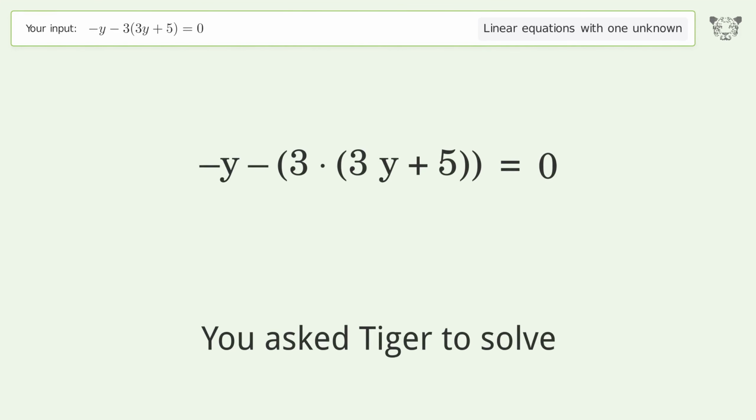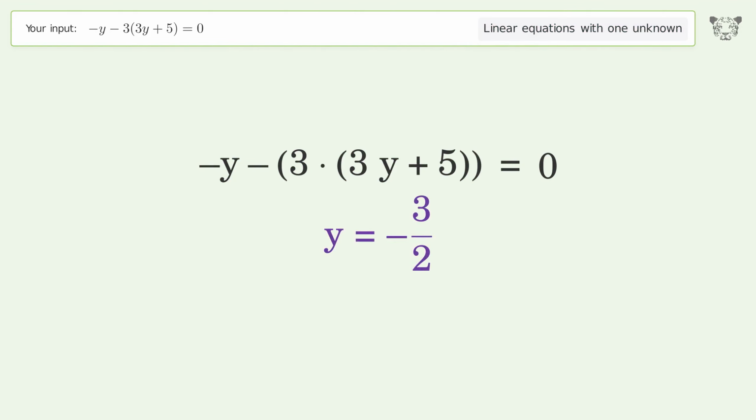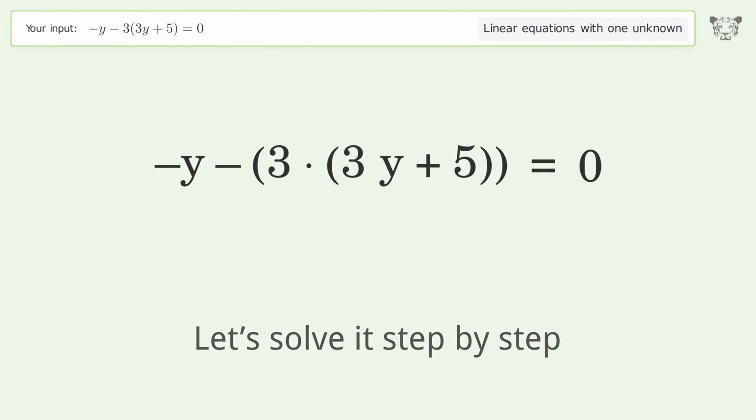You ask Tiger to solve this. This deals with linear equations with one unknown. The final result is y equals -3/2. Let's solve it step by step.